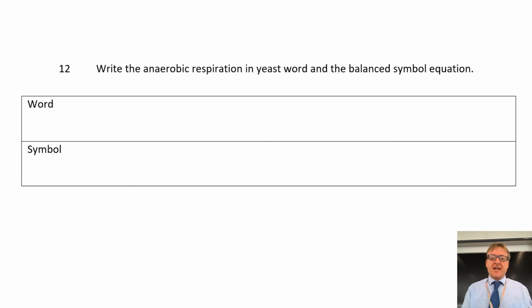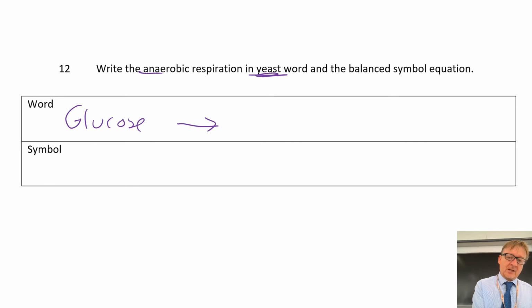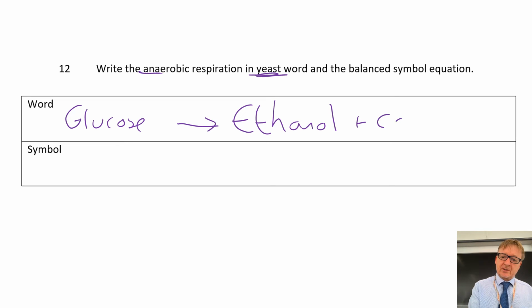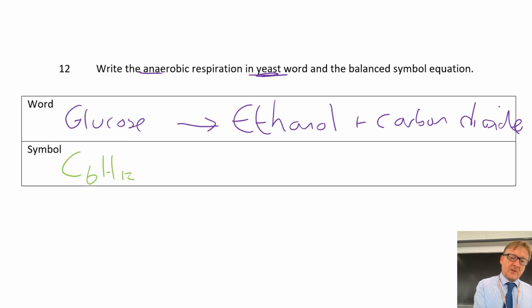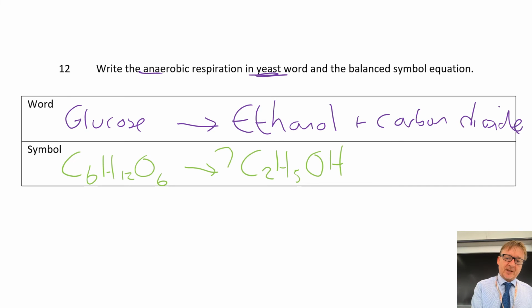Question number 12. Write the anaerobic respiration, this time for yeast. Okay, so it's a little bit different. So what we've got here is glucose, which is what the yeast is eating, which makes ethanol, which is your alcohol, plus carbon dioxide. And the formula for it, we know glucose, C6H12O6. That makes ethanol, which is C2H5OH, and we need to balance it with a 2, plus 2CO2.